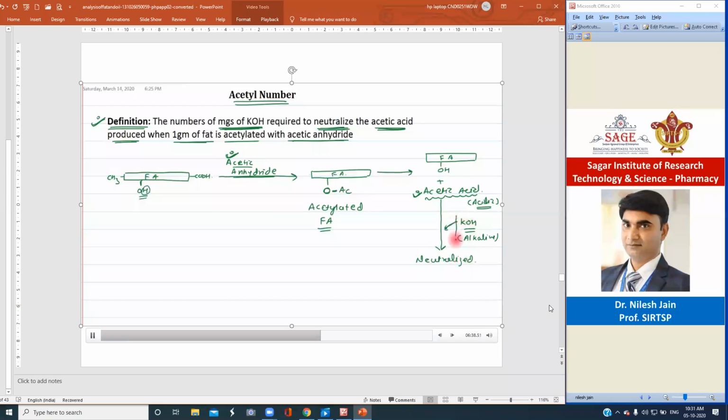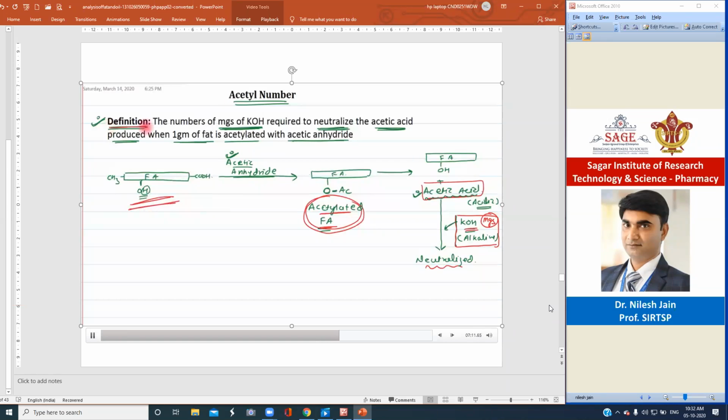So the amount of potassium hydroxide, amount in what terms? Amount in milligrams. So milligrams of potassium hydroxide required to neutralize acetic acid. Now this acetic acid is derived from where? It is derived from acetylated fatty acid. And from where did this acetylated fatty acid come? Acetylated fatty acid came from the hydroxyl group containing fatty acid.